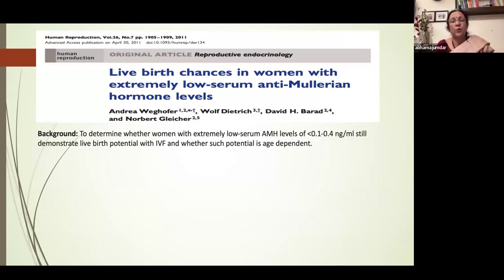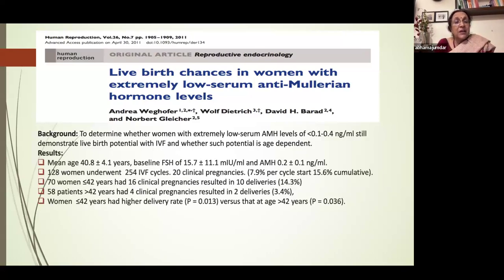So this is what their background was, that they looked at these levels at different ages. The result was they took a mean age of 40 plus minus 4 years, baseline FSH of 15 plus minus 11. So how much is 11? 15 is like 26 also, an AMH of 0.2 plus minus 0.1, which comes to 0.1 to 0.4. 128 women underwent 254 cycles, 20 clinical pregnancies, which means 7.9 per cycle start and 15.6 cumulative.